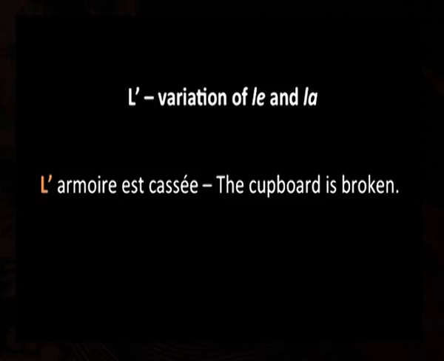L apostrophe is a variation of le and la. L apostrophe is used when the noun following it begins with a vowel or a mute H. For example, l'armoire est cassée. The cupboard is broken. Armoire is a feminine noun, but since it begins with a vowel, L apostrophe is used instead of la.